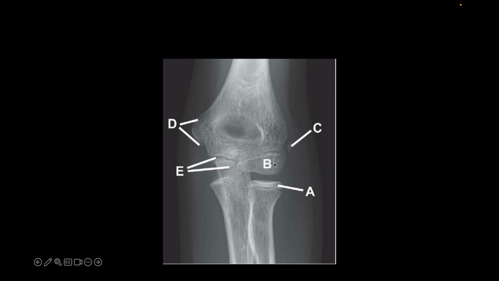B would be the epiphysis of the capitellum. C would be the epiphysis of the lateral epicondyle. D would just be your medial epicondyle. You can actually see a faint growth plate there, so you can call it the epiphysis of the medial epicondyle, and then E would be the epiphysis of the trochlea.